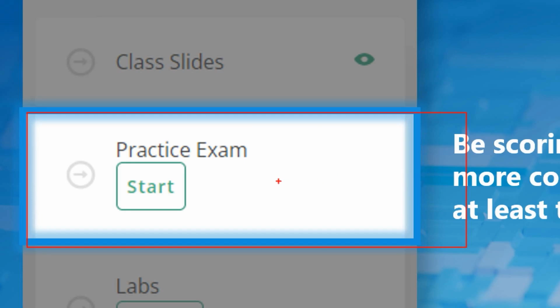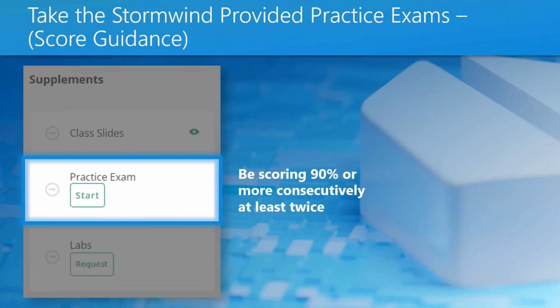Now, on your StormWind portal, you'll see an icon that says Practice Exam. You first have to request access to it. And once we make the practice exam available, it'll say start, and it will launch our version of the practice exam. In this case, we have a practice exam provider, and you want to be getting 90% or better on the practice exams consistently, honestly, at least twice.